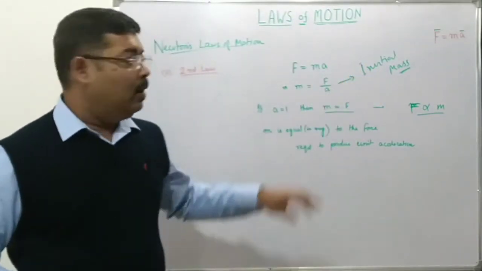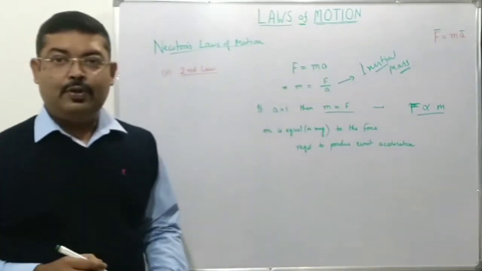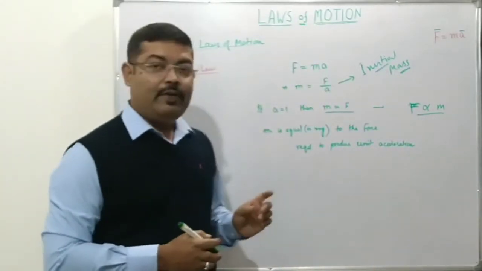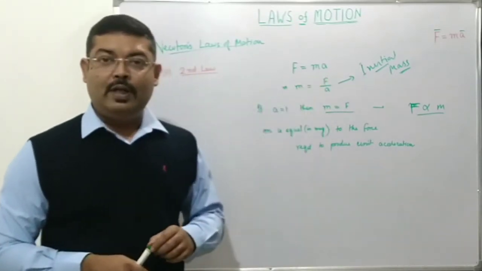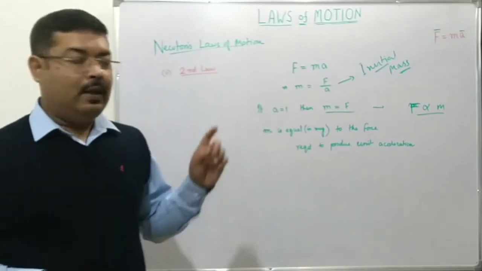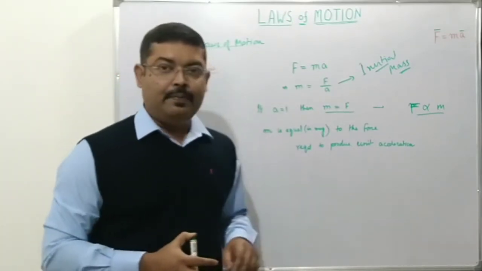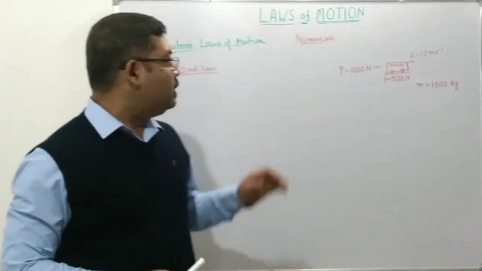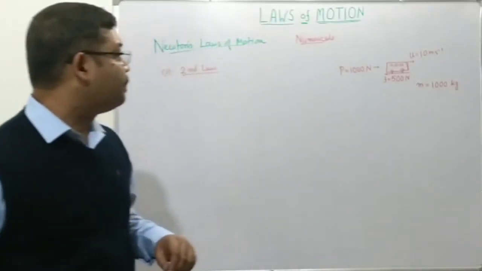Now, there is another way of measuring mass which we will find in the chapter on gravitation, and then we will define another type of mass which is known as gravitational mass. That is for the video on gravitation. Okay, now let's consider a few numericals from the second law of motion.